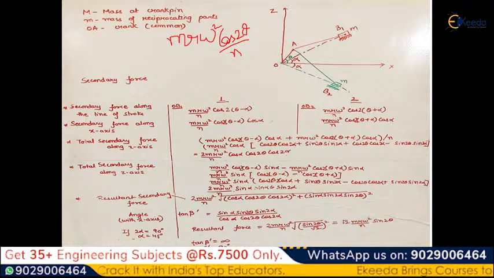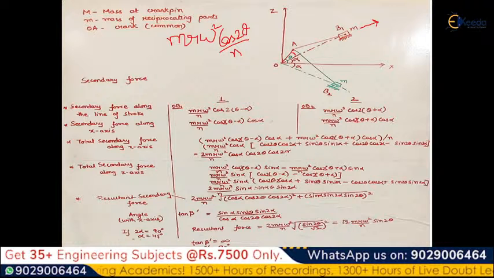So similarly, like we did for the primary forces, we'll do it for the secondary forces. Secondary force along the line of stroke for system 1 is mr omega square upon n cos twice of what angle? This angle, which is theta minus alpha, right?